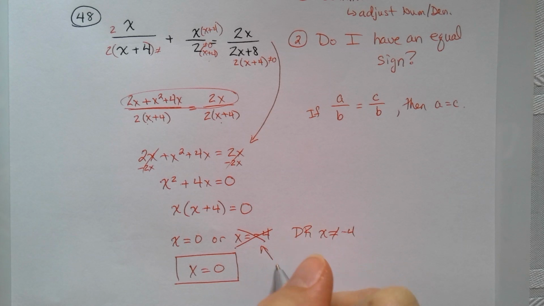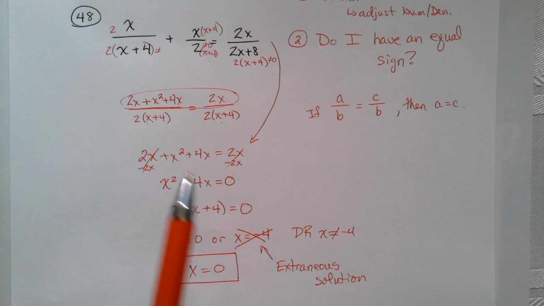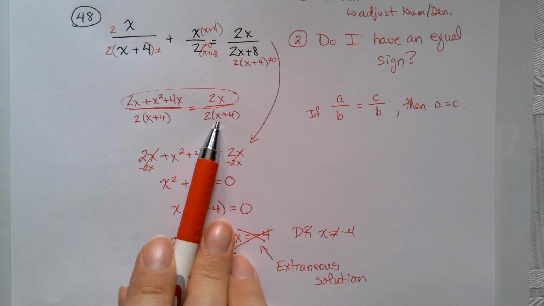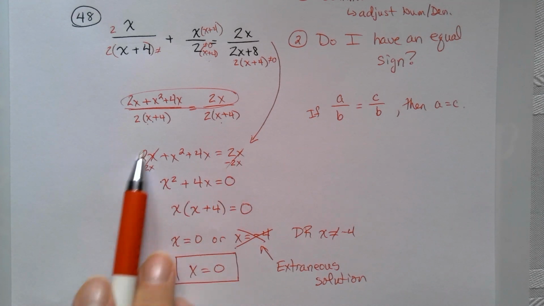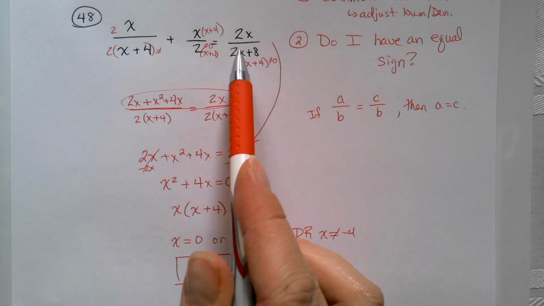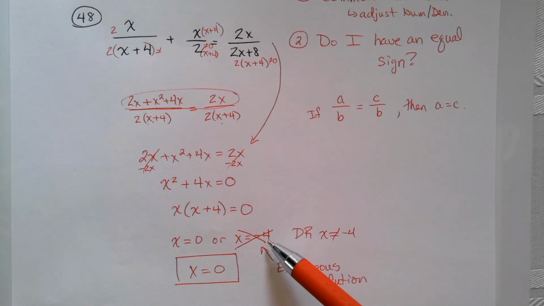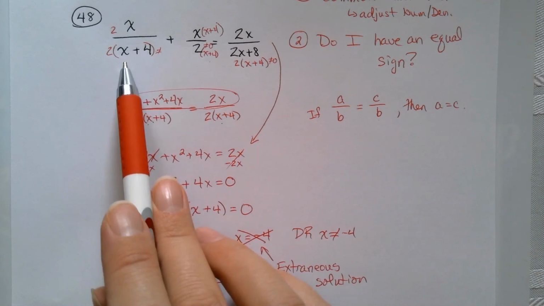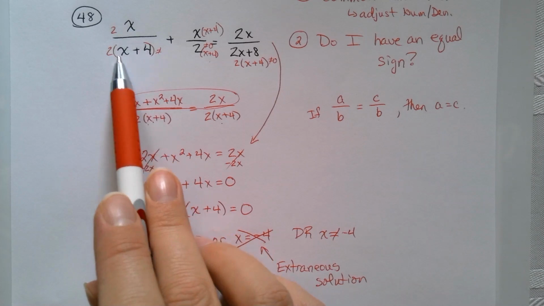This is an extraneous or false solution. Erroneous, any of those words work. This is an extraneous solution. And the reason it comes into play is we did not take our denominators into account. We focused on the numerators. And by doing that, if I took my 0 and put it back to the original, it will work. But if I take my -4 and I put it back into the original, I have a domain error. I cannot divide by 0.